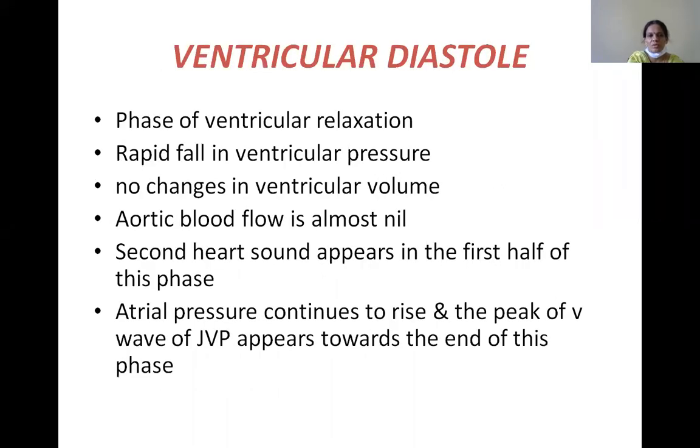Ventricular diastole. This is phase of ventricular relaxation. Here, rapid fall in the ventricular pressure. No changes in the ventricular volume occur. Aortic blood flow is almost nil. Second heart sound appears in the first half of this phase. Atrial pressure continues to rise and the peak of the V wave of JVP appears towards the end of this phase.